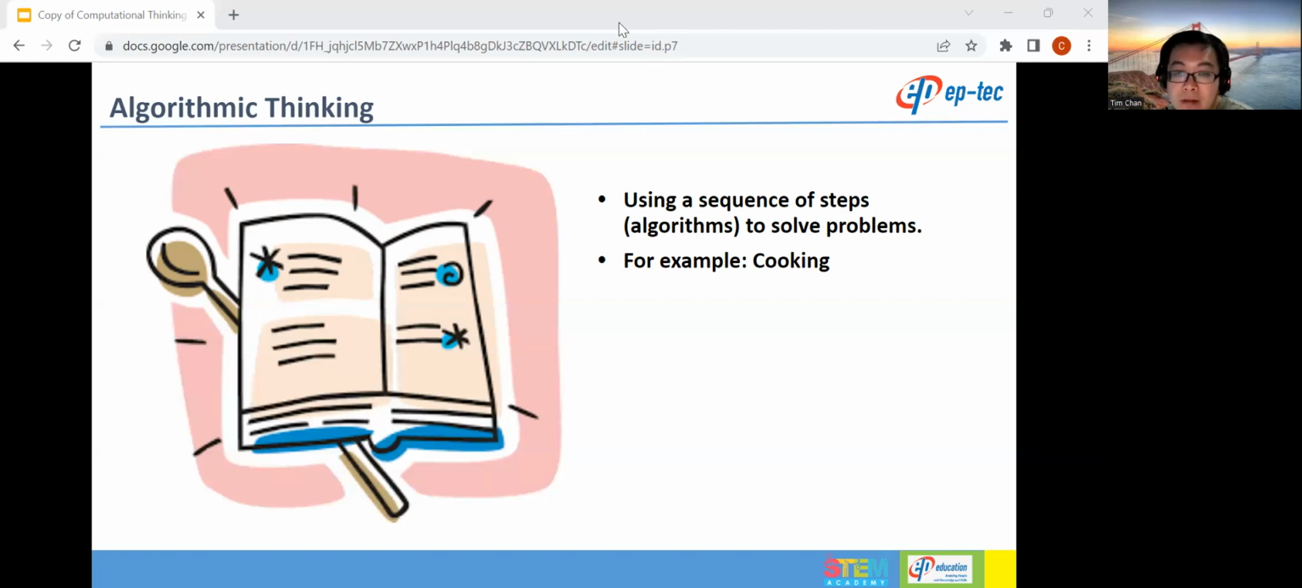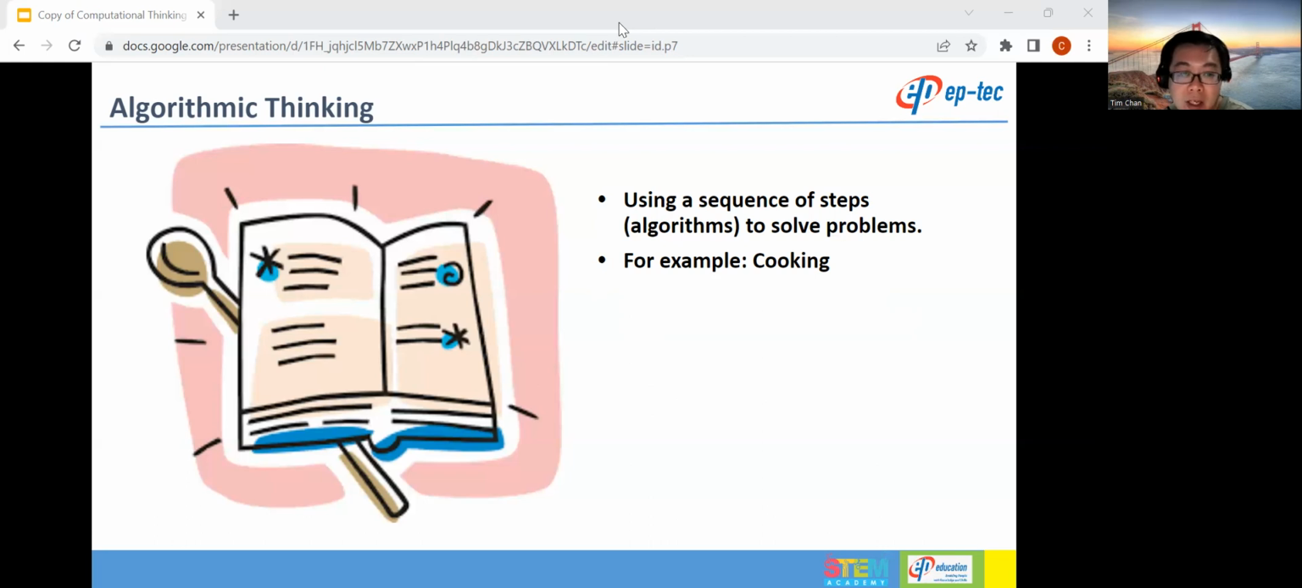Chopping vegetables, cooking them in a certain way. Following the steps precisely can result in a delicious meal. But if you don't follow the steps, and deviate from the process, it will lead to a less desirable outcome. So algorithmic thinking is the process of developing a step-by-step solution to the problem.